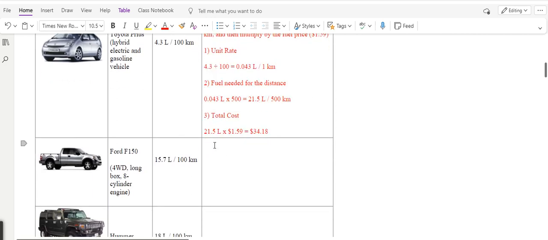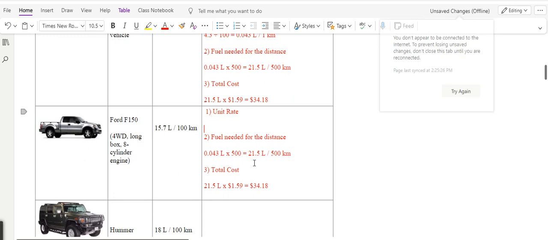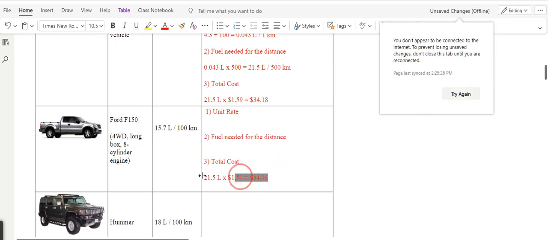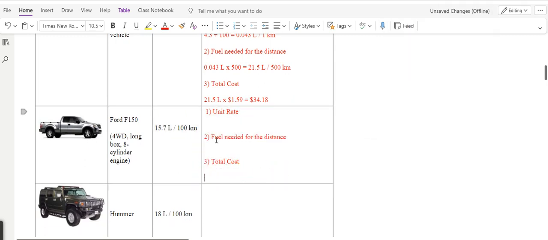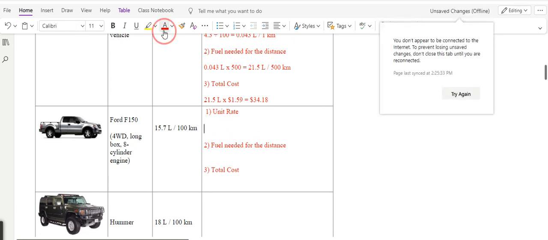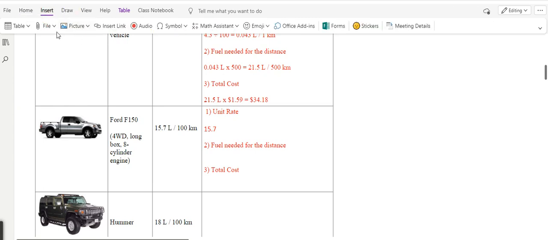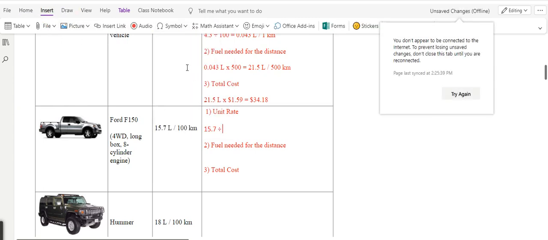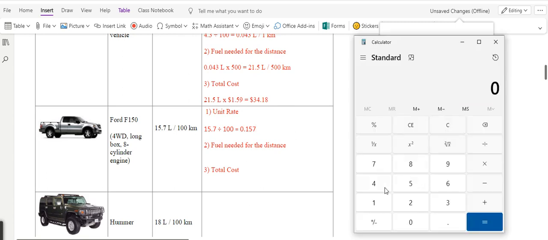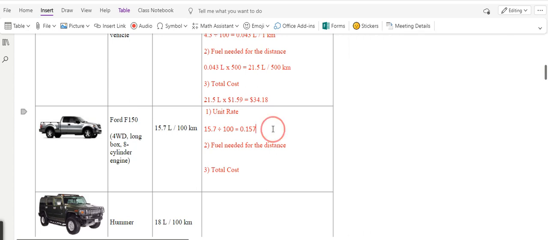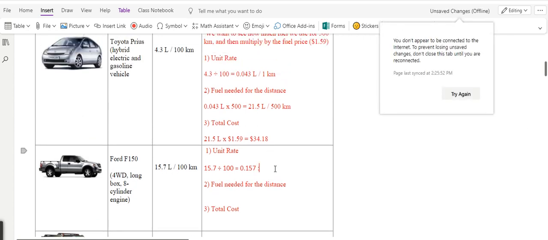So I'll just copy and paste this in down here. We want to get the unit rate, the fuel needed for our distance, and the total cost. So what do we do here? Well, the unit rate for us is going to be this 15.7 divided by 100, and that's going to be 0.157. So again, on my calculator here, if I take 15.7 divided by 100, I'm going to get this 0.157. And remember, this is how many liters we need for 1 kilometer.